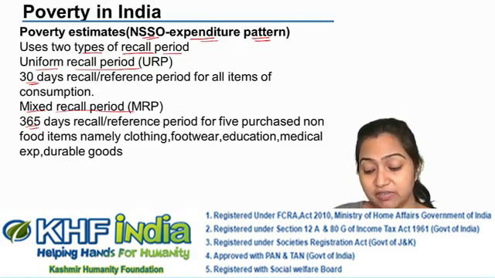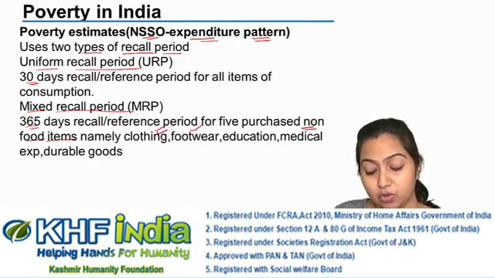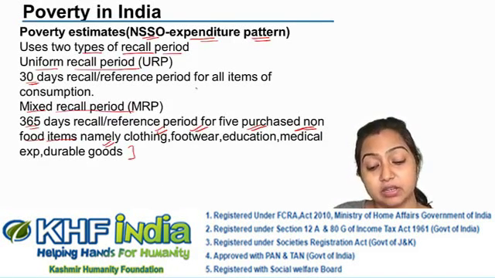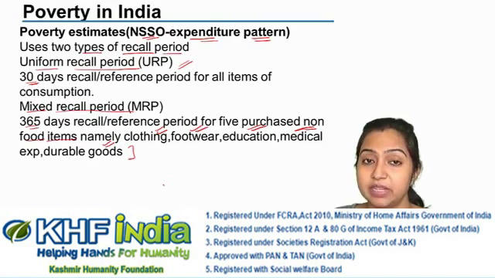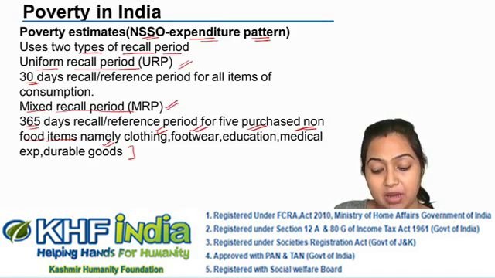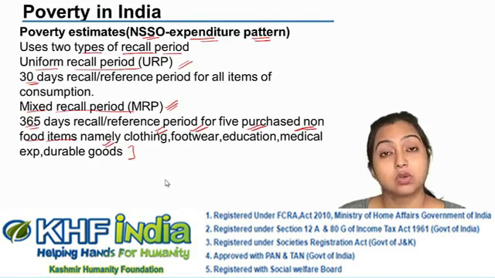And when we talk of 365 days, a complete year, there we take into consideration mainly non-food items like clothing, footwear, education, medical expenditure and durable goods. What are the expenditures that have been done on these things? Earlier, the estimation of poverty was done on the basis of uniform recall period. It was that on last 30 days how you have spent, and on that basis they used to calculate the poverty line. But now recently MRP, or mixed recall period, has been used for calculating the poverty line. So earlier we used to measure poverty on the basis of URP.